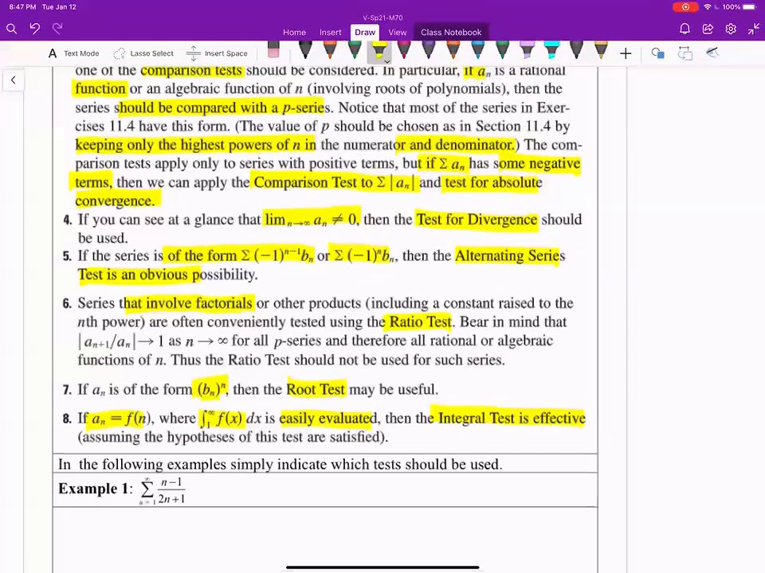For some of the tests, there are some conditions required to be proved. For example, with the integral test, we have to show that the function is positive, continuous, and decreasing on the interval 1 through infinity. There are requirements for certain tests like the alternating series test as well. So if there are requirements, you have to prove them and then apply the test. So we will see some examples.